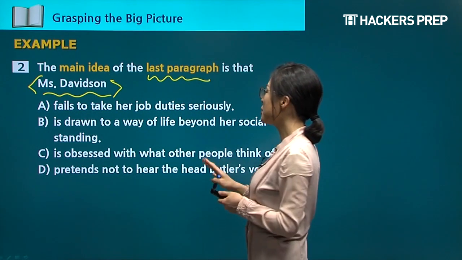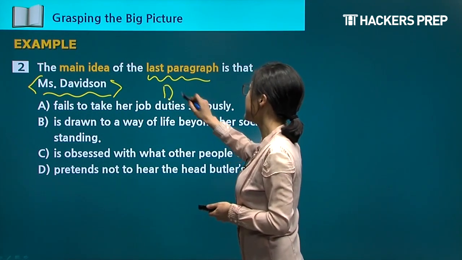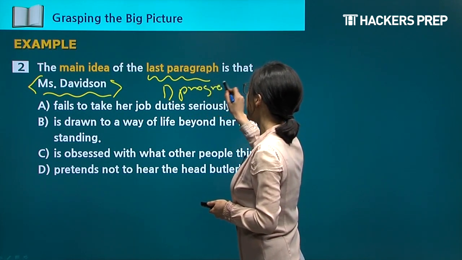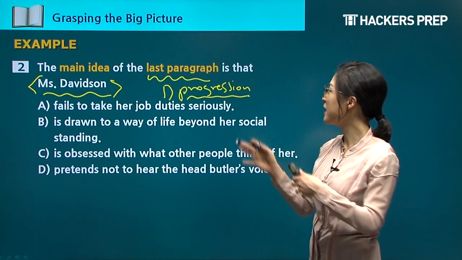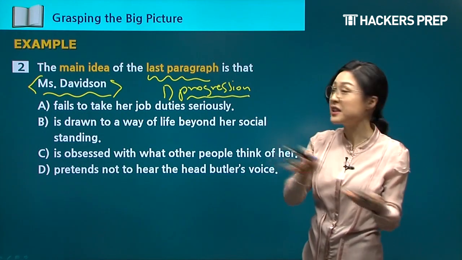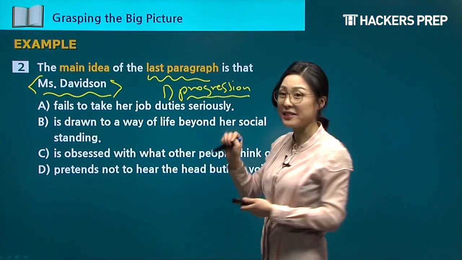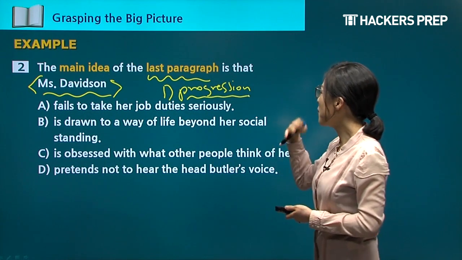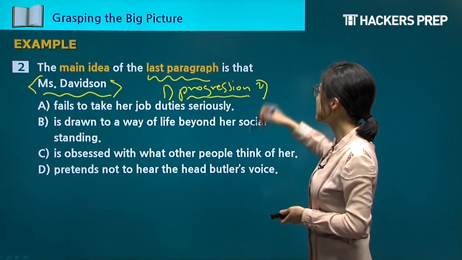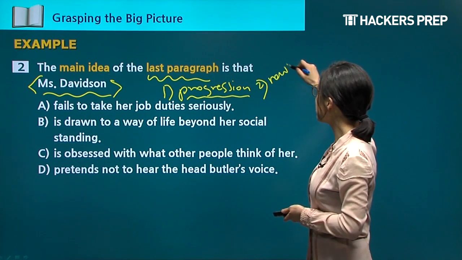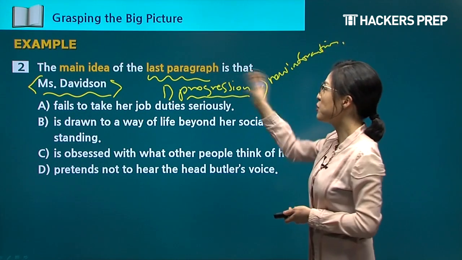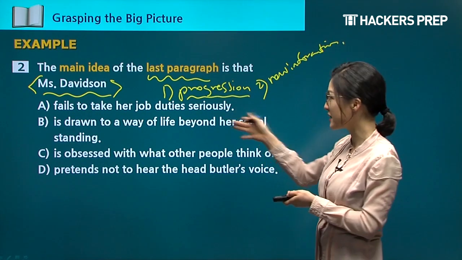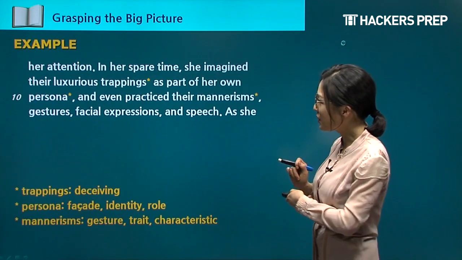So firstly, we're going to see what it is that we learn about Ms. Davidson as we progress from the preceding paragraph to this last paragraph. So we want to check that, right? Okay, and we want to see, all right, what is some new information that we gain as we move on to the last paragraph about Ms. Davidson. All right, so let's go to the reading passage.